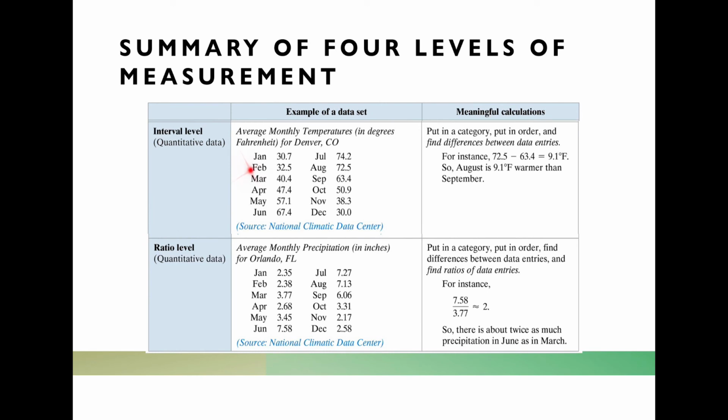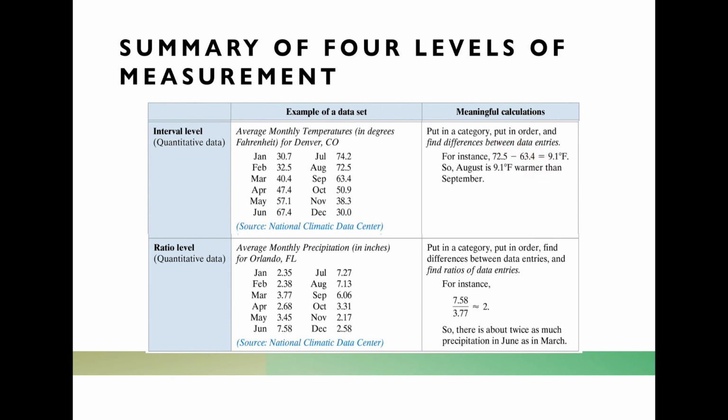Moving on to interval: average monthly temperatures in degrees Fahrenheit. So here we have a bunch of temperatures, and these are in Fahrenheit. We would need to know that in order for these numbers to have any meaning to us, because we're somewhat familiar with the Fahrenheit scale. We can put them in a category, we can put them in order, and we can find differences between them. If we subtract the 2, we found a difference there of 9 degrees. So it was 9.1 degrees warmer.